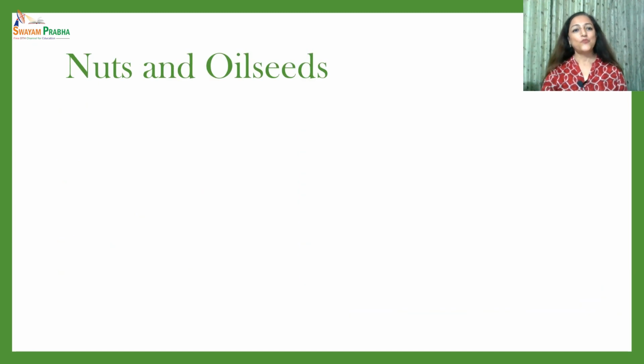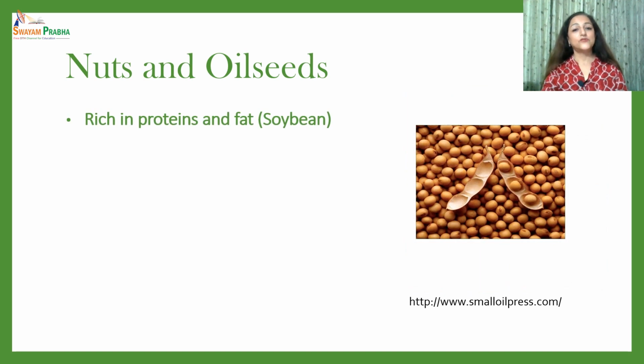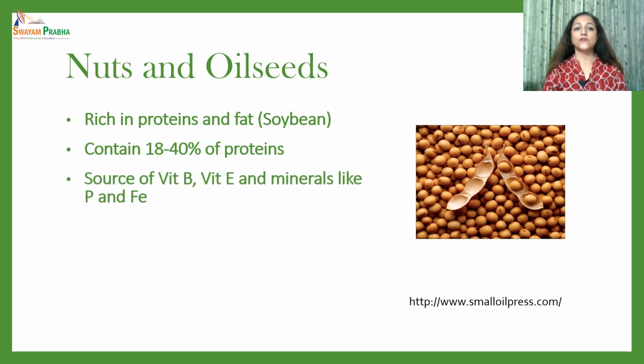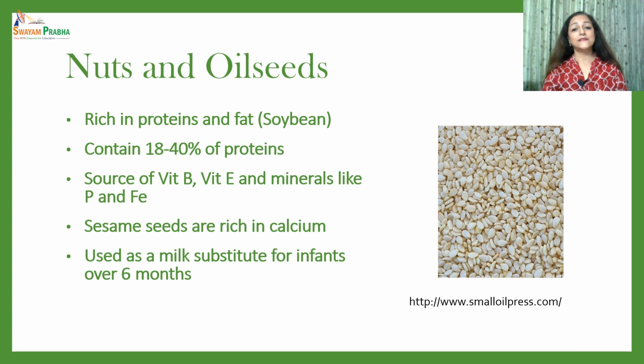Next group is nuts and oil seeds. Nuts and oil seeds have certain good nutritional benefits. They are rich in protein and fat. For example, soybean contains 18 to 40% of proteins, and it is a very good source of vitamin B, vitamin E, and minerals like phosphorus and iron. Sesame seeds are rich in calcium, and it is used as a milk substitute for infants over 6 months.